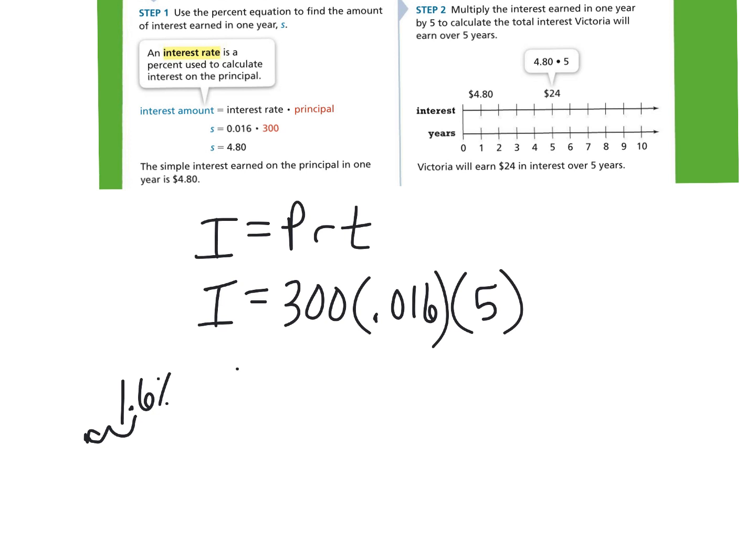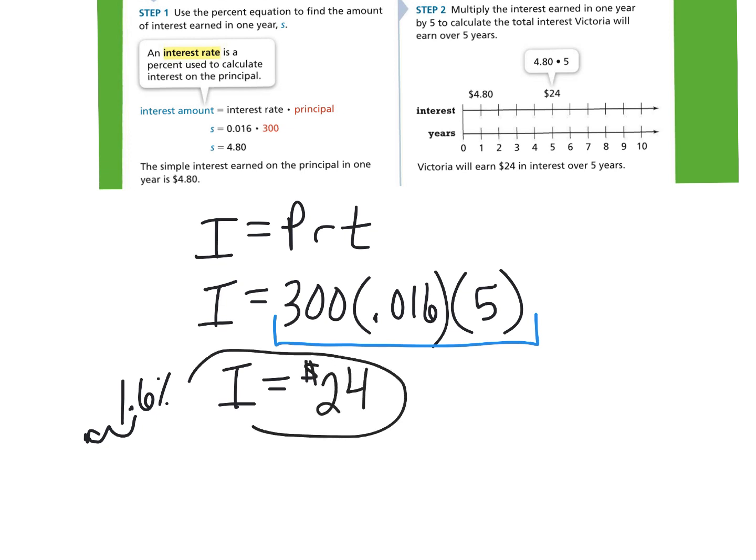Okay, so this is kind of our easiest case, when we find the interest, because the I is by itself. And so all we have to do is multiply these numbers together, and that will tell us our answer. So you can see, if you multiply this out, you should get $24, which is the same answer that the book has. What the book did is they said, let's find what 1.6% of 300 is, which is $4.80. That would be for 1 year, and then let's multiply that by 5 years.